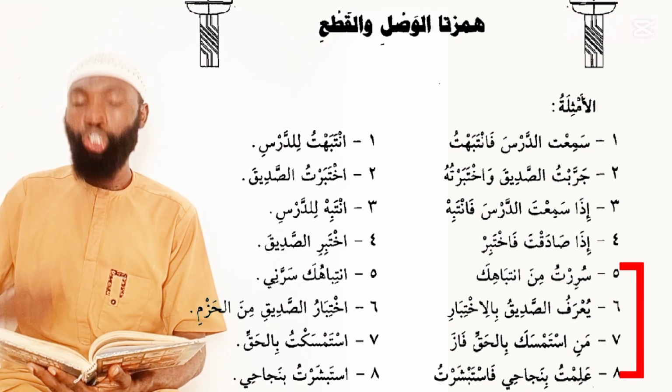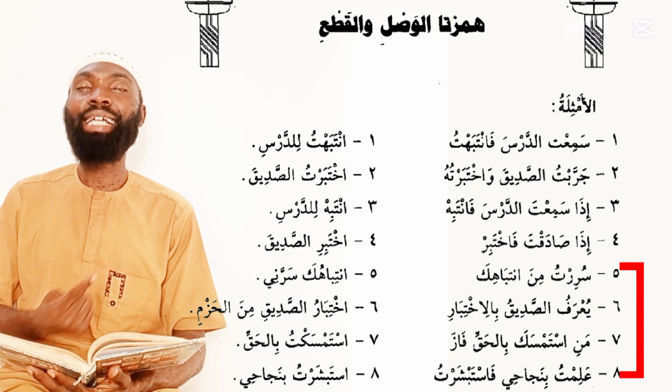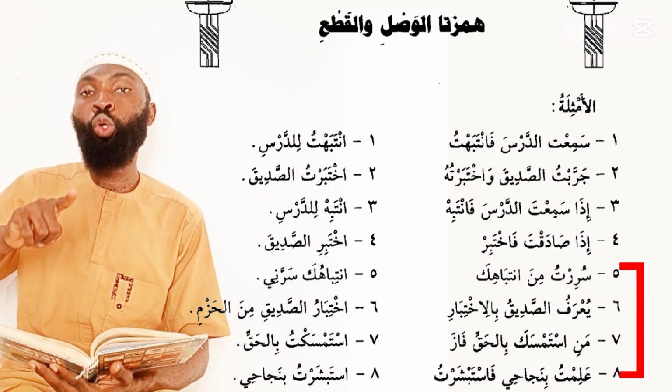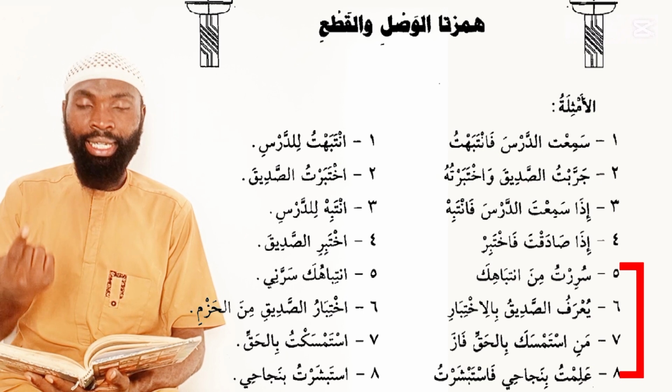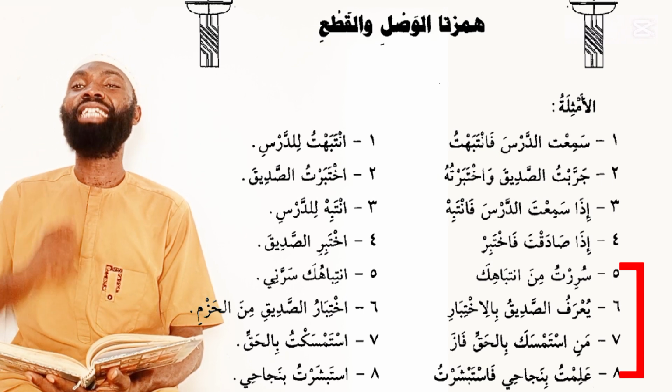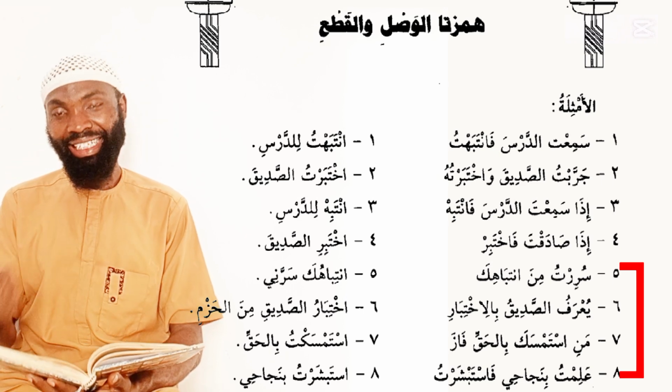Number 6, we have yu'rafu sadiqu bil ikhtibar. The friend is known through testing. So you can see ikhtibaru sadiqi min al-hazmi. Can you see ikhtibar bil ikhtibar?